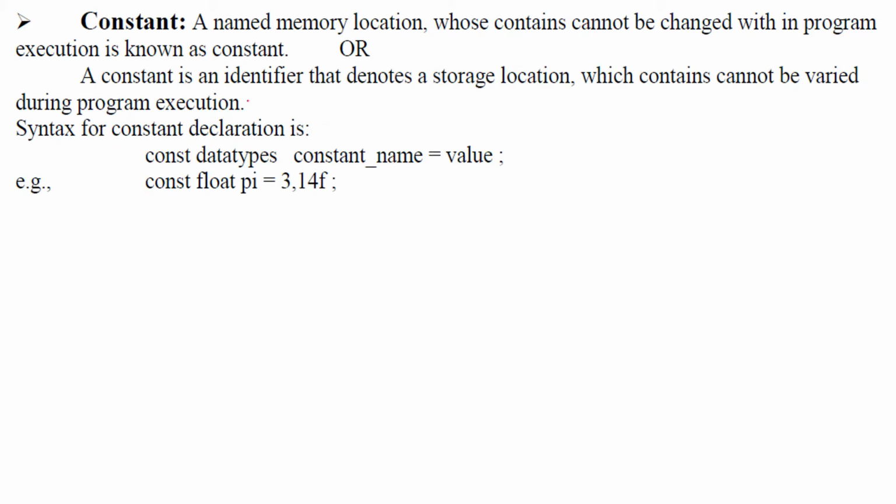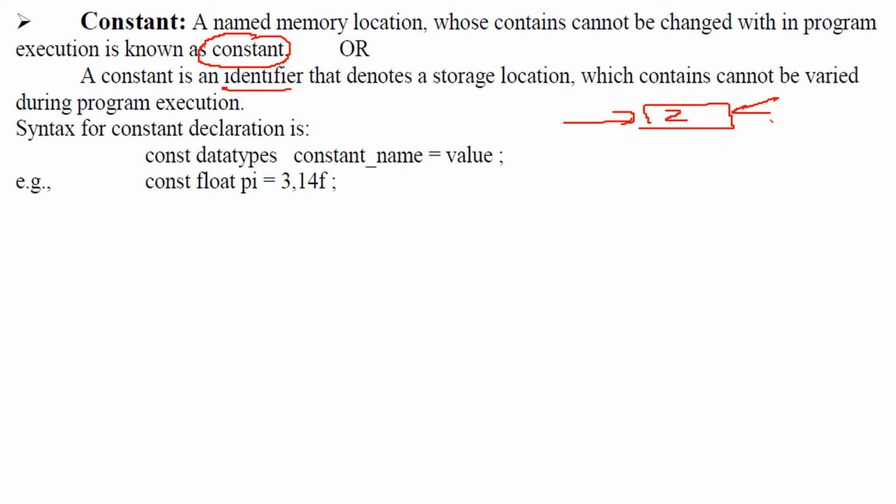Now coming to constants. A named memory location whose contents cannot be changed during program execution is called a constant. A constant is again an identifier which names a storage location, but the contents cannot be modified.